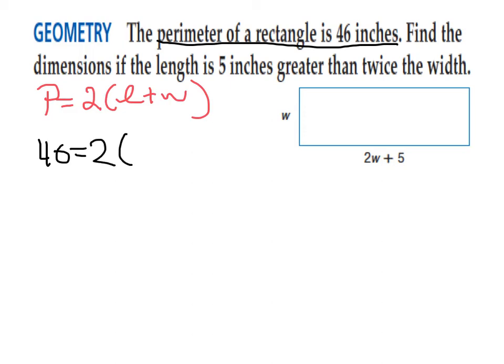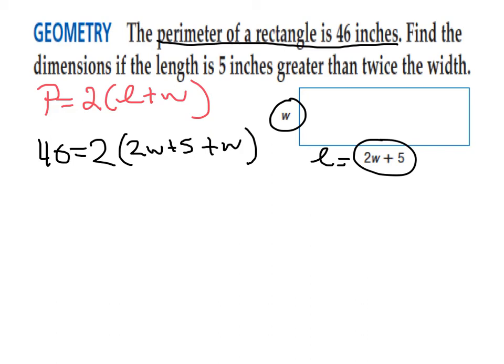And I'm going to go ahead and look at my example over here. I have width and I have the length. So I'm going to go ahead and substitute those in. Length, of course, is 2W plus 5. And of course here, W is going to just be replaced by W.